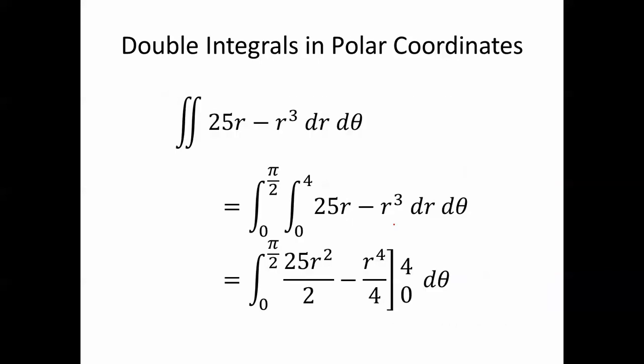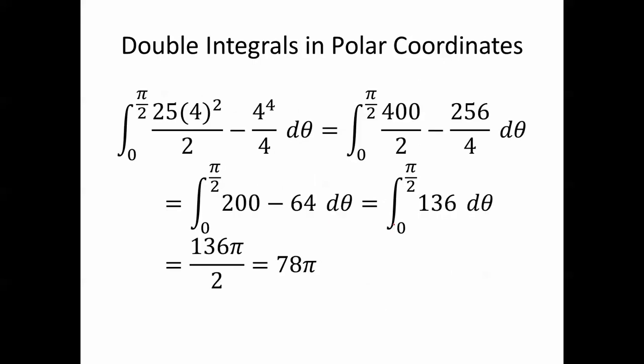The double integral of 25r minus r cubed dr d theta. Let's insert those limits of integration: 0 to pi over 2, 0 to 4. Integrate with respect to r, and we get 25r squared over 2 minus r to the fourth over 4, as r goes from 0 to 4. Plug in 4, that's what we end up with. It simplifies to 400 over 2 minus 256 over 4, 200 minus 64. In other words, it's the integral from 0 to pi over 2 of 136. Integrate that, we get 136 pi over 2, in other words, 68 pi.